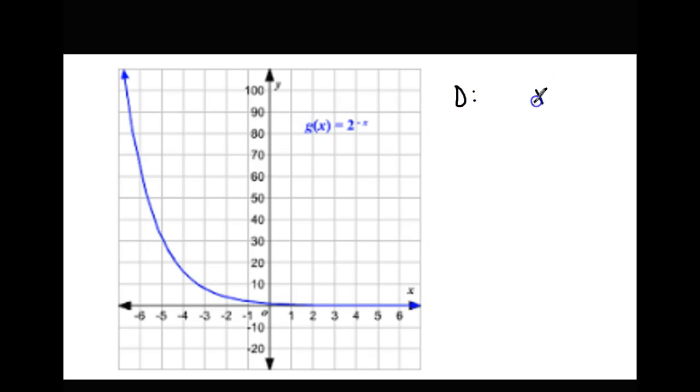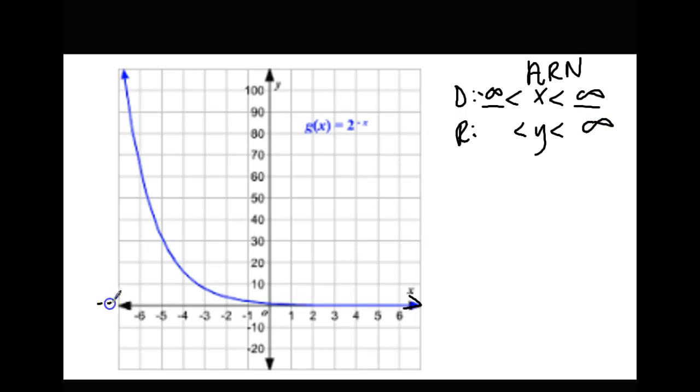Domain. Okay. Does it ever stop going to the left? No. Does it ever stop going to the right? There's an arrow there. It keeps going. So we say all real numbers, right? Range. This one's interesting. Does it ever stop going up? Nope. And that's a positive infinity, right? Keeps going up. Now, this is what's called an asymptote.